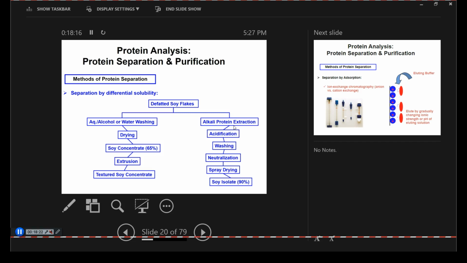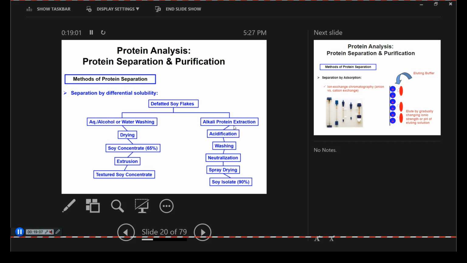You still have quite a bit of dietary fiber in here, mostly insoluble dietary fiber. The soy flake is about 40 to 45% protein. When you remove the sugars and the oligosaccharides and some soluble dietary fiber, you concentrate the protein, but you still have some insoluble dietary fiber in there. That's why you go from about 40 to 45 to 65% protein. So we call that soy protein concentrate. The soy protein concentrate can be used in so many different applications. A common one is extrusion to produce texturized vegetable protein.